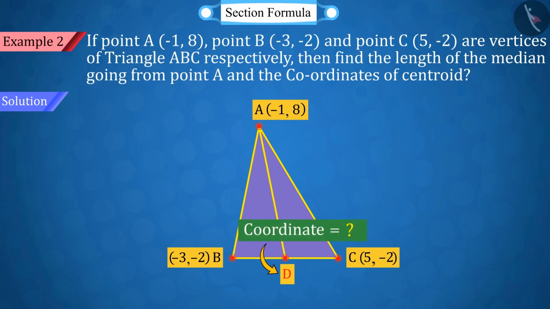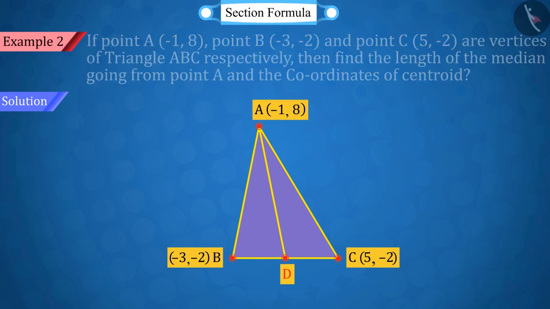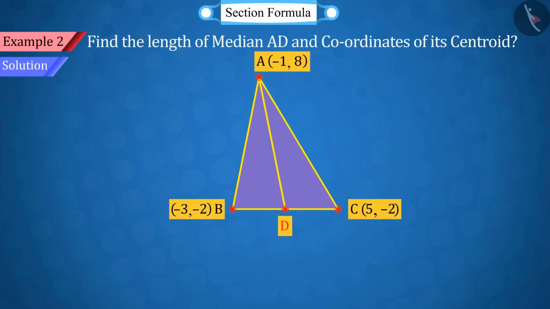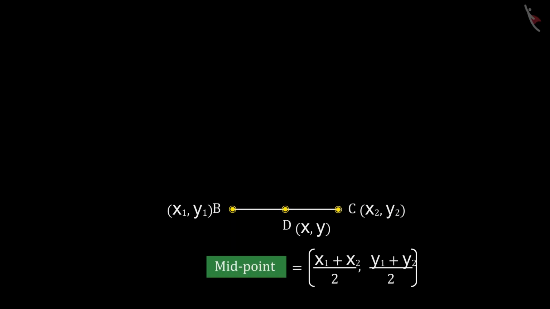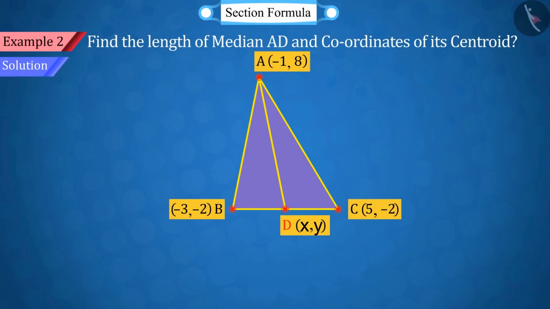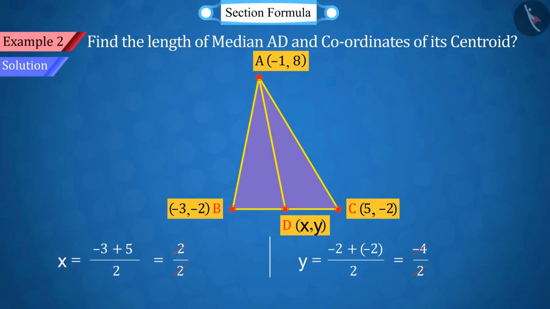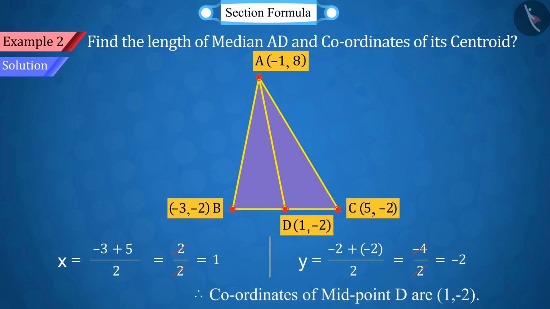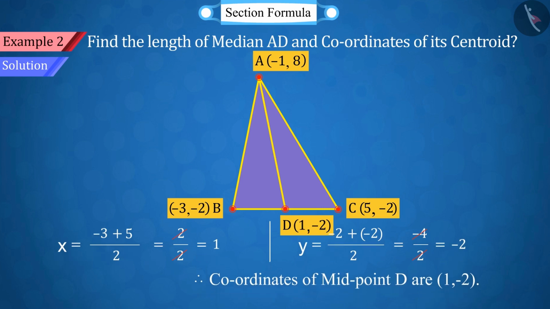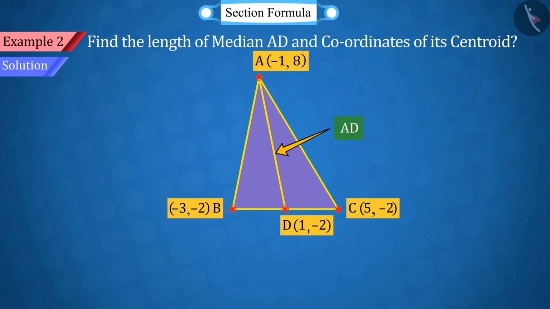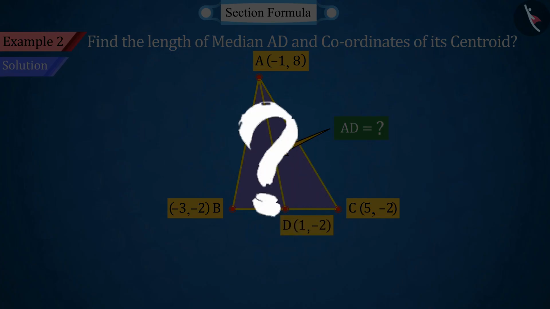Can you find the coordinates of point D? Absolutely correct. Point D is point B and C's midpoint. So by the values of point B and C, the coordinates of point D are obtained as (1, -2). Since the length of the median AD is to be determined, can you now find the value of AD?